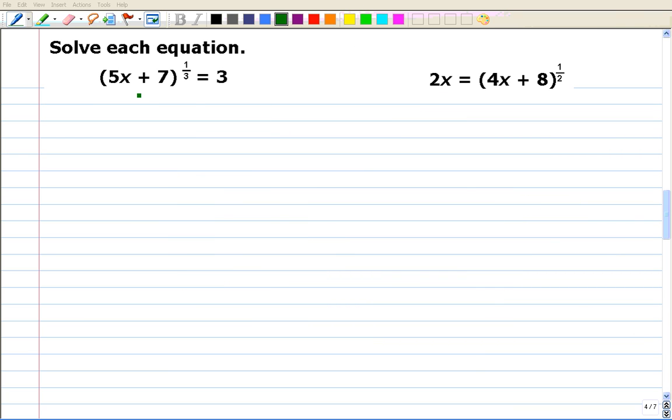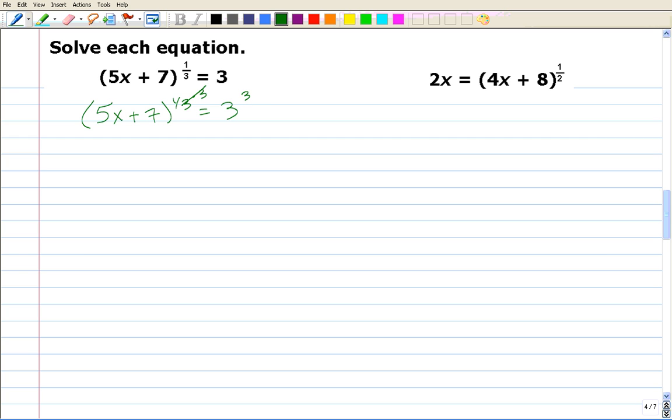Okay, let's solve these. Here you notice we're looking at rational exponents. And this really works the same way as radical expressions. So if we have 5x plus 7 raised to the 1/3 equals 3. You can think about this as the cube root of 5x plus 7, or we can still just consider raising both sides to the same power. So what do I multiply 1/3 by to just make it cancel out to 1? Well, 1/3 times 3 equals 1.